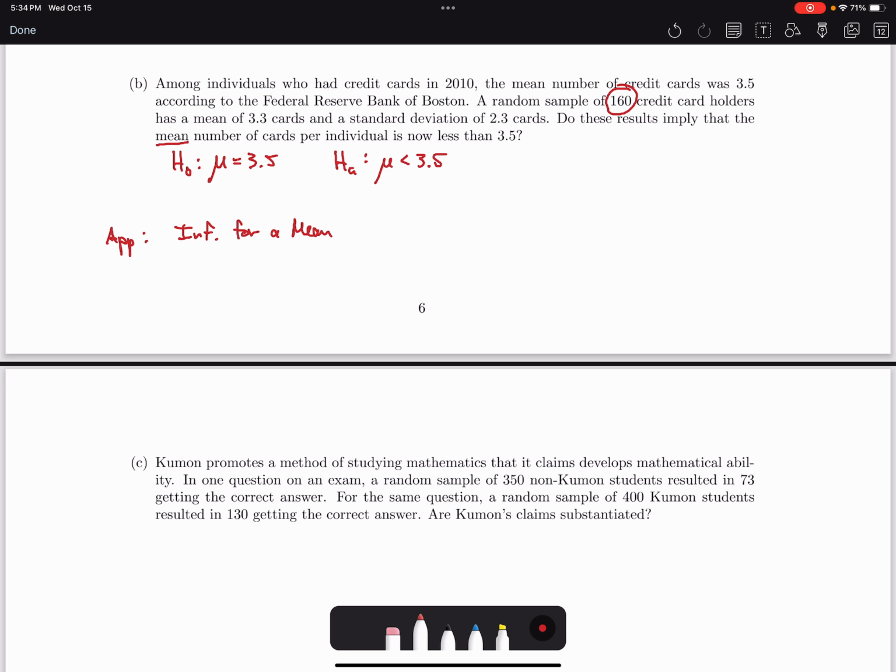So the null hypothesis is going to be that mu equals something. What should the something be? Well, the status quo is that the mean number of credit cards was 3.5. And we're trying to test to see if the number of credit cards is now less than 3.5. So the null hypothesis is going to be, no, it's not less than 3.5, it's equal to 3.5. It's the same as it was before. And the alternative is the thing that we're trying to test, right? Yes, it's less than 3.5. Because we're running a one sample t-test, the app that we would use is Inference for a Mean.